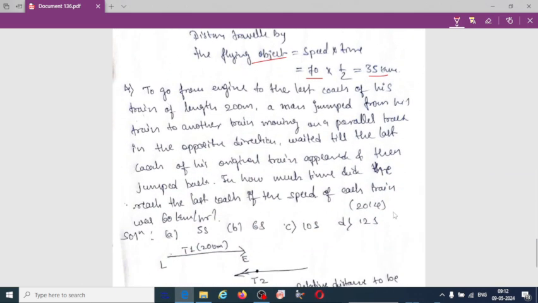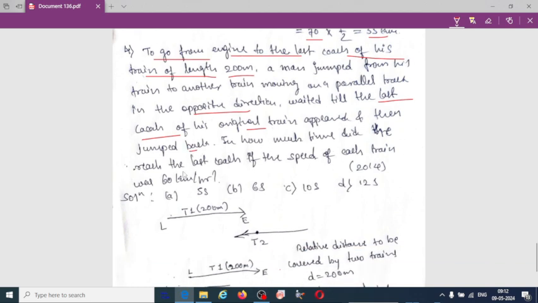So another question from a previous year question paper of CSIR NET: to go from the engine to the last coach of his train of length 200 meter, a man jumped from his train to another train moving on a parallel track in the opposite direction, waited till the last coach of his original train appeared and then jumped back. In how much time did he reach the last coach if the speed of the train is 60 km per hour?